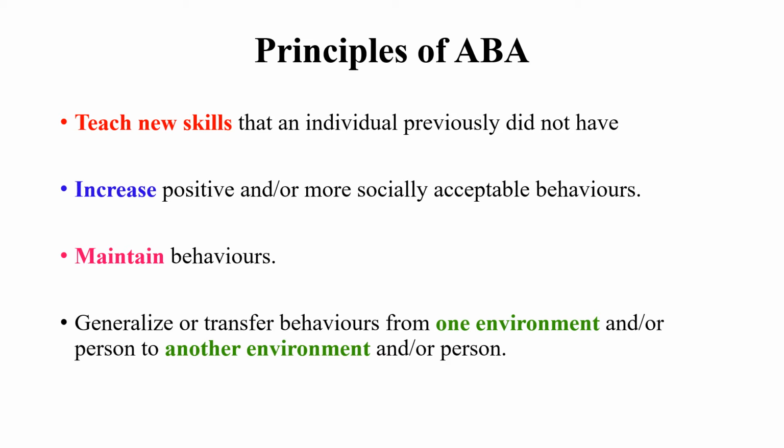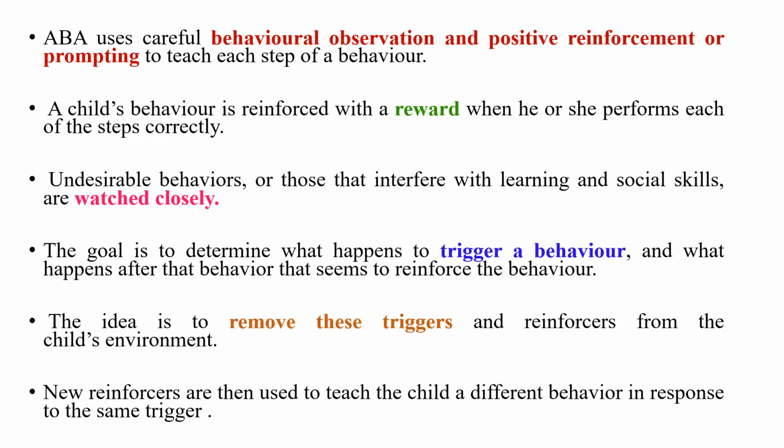So these are the four principles of ABA: teaching new skills, increasing the positive behaviors, maintaining the behaviors, and generalizing or transferring the learned behavior from one environment to the other and from one person to the other. Here ABA uses careful observation of the behavior that occurs in an individual, and using positive reinforcement or prompting, the next step of the behavior is taught.